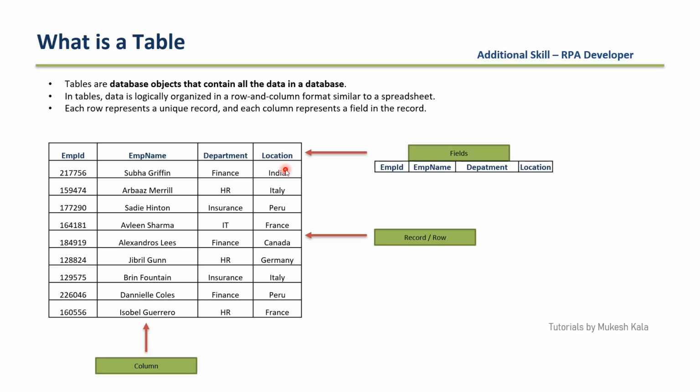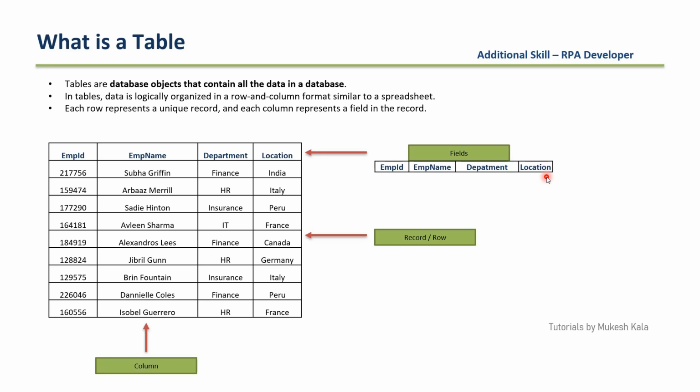So whenever we are creating any table, we need to define fields. We understood that employee ID is a field, employee name is a field, department is a field, and location is a field. But we also have to tell the database what kind of data I am going to store in these particular columns.